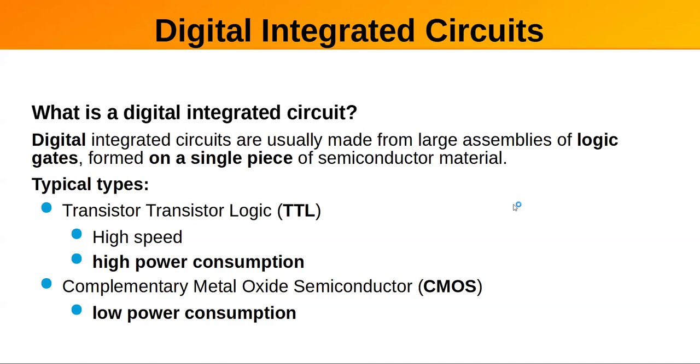So what is a digital integrated circuit? It's usually a bunch of logic gates connected together on a single piece of semiconductor material or substrate and put in some kind of plastic package, or I guess they still do them in ceramic for military type stuff. Used to see ceramic packages. I haven't seen them in a long time.